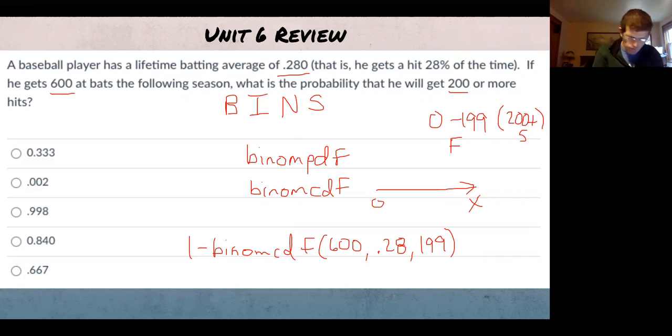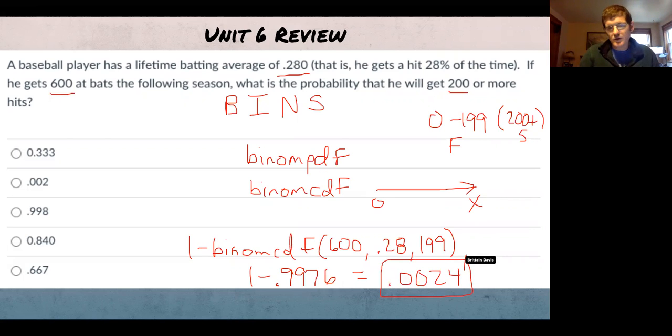I get 1 minus 0.9976, which gives me 0.0024. And of course, we did the complement of that because the probability that this player gets 200 or more hits is only 0.2%. So there's my answer. It would be highly unusual if he got that.